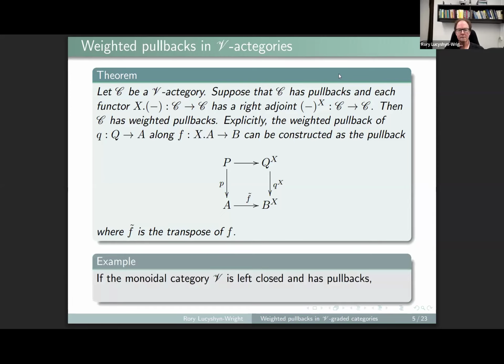So for example, if the monoidal category V is left closed and it has ordinary pullbacks, then when we regard it as a V-actegory, the V-actegory C equal to V has weighted pullbacks.